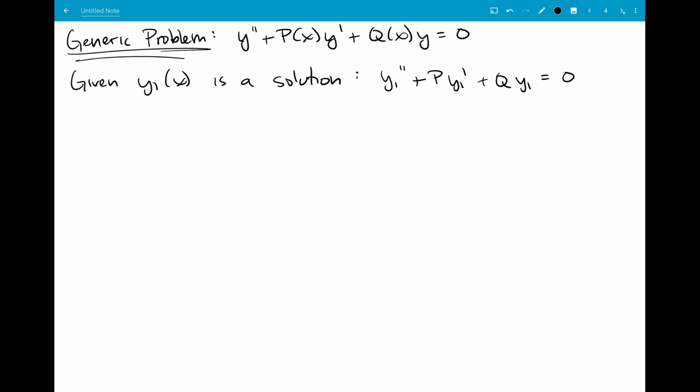And we're just going to start following those steps I told you we would use. So we're going to assume that y2 is equal to some function u that we don't know right now times y1. And then we're going to go ahead and take derivatives because eventually we'll want to plug it into the differential equation. So I'm going to need the derivatives of this potential solution.